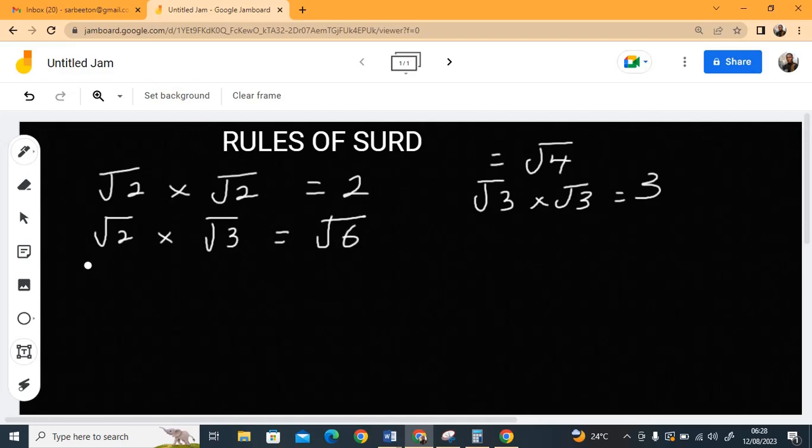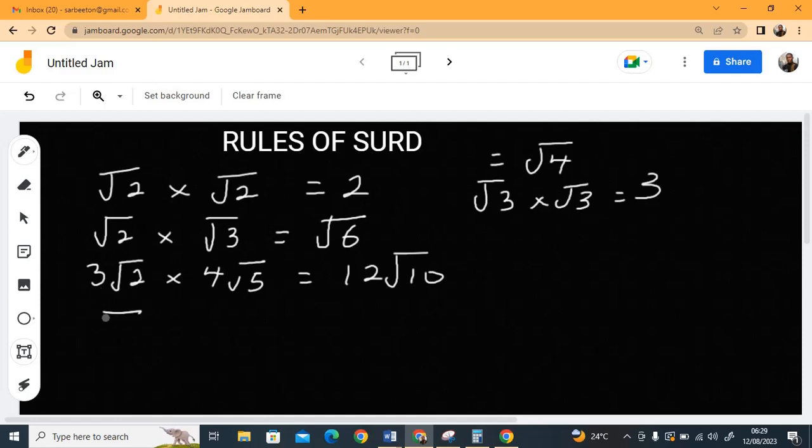Let's assume we have 3 root 2 times 4 root 5. The same thing here. The outside numbers will multiply. 3 times 4 is 12. Then root 2 times root 5 gives you root 10. So that is multiplication for you. It can be minus here, it can be plus, anything, it is still normal multiplication. What of division?